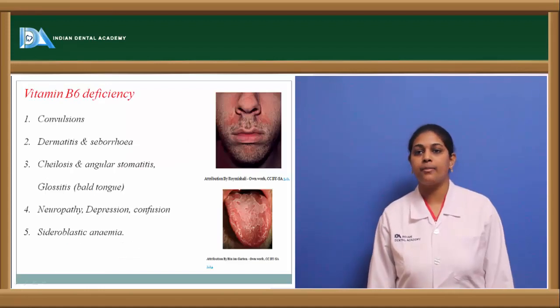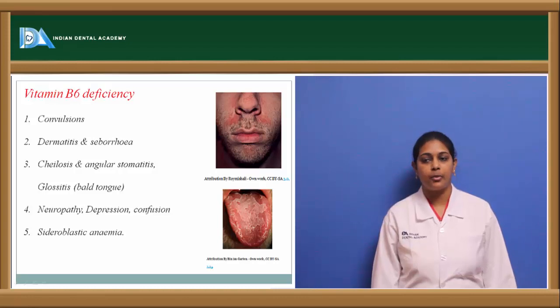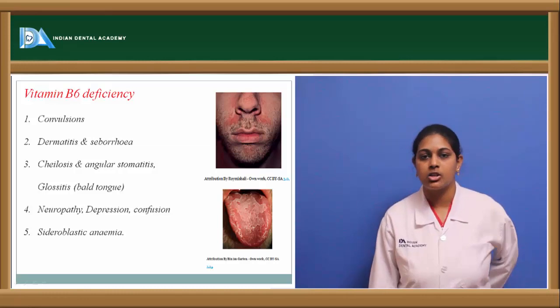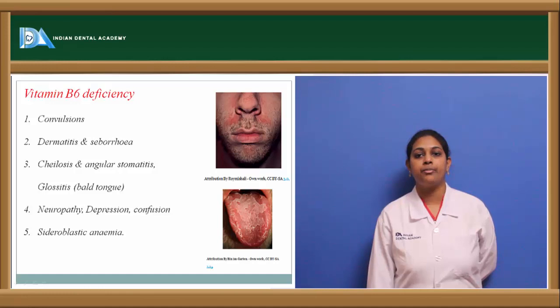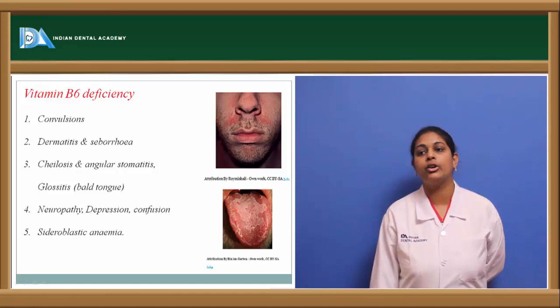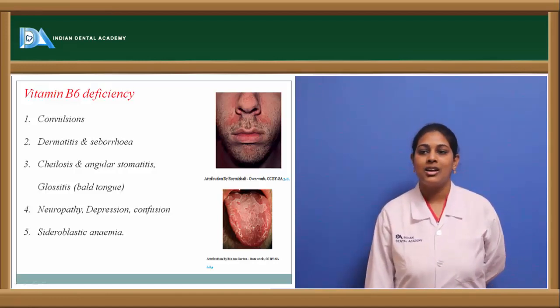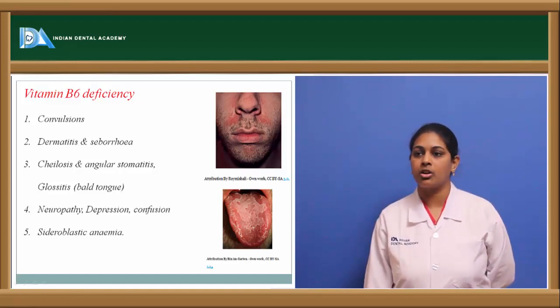Any deficiency in pyridoxine, that is vitamin B6, results in convulsions, dermatitis, seborrhea, cheilosis and angular stomatitis, or glossitis, also known as ball tongue. It might also result in neuron degeneration manifesting as neuropathic conditions, and these neuropathic conditions might further lead to depression and confusion. The other condition related to blood disorders that we see is sideroblastic anemia. The pictures show the typical ball tongue, which also appears as a migratory glossitis.